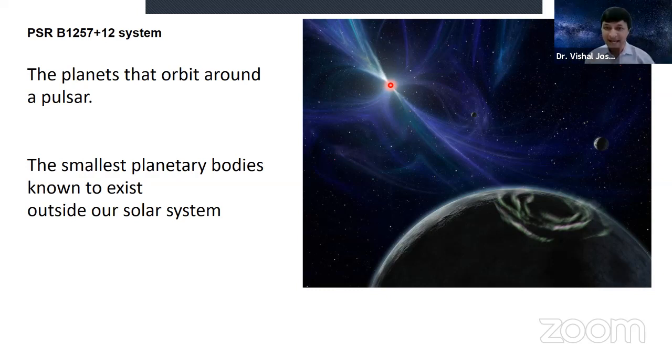So this pulsar, a pulsating star, is hosting a planet, a very unique system, and this planet shows us that planets can exist anywhere, even in the harshest conditions of these highly magnetic pulsars. And this is also probably the smallest planet known to date outside our solar system.